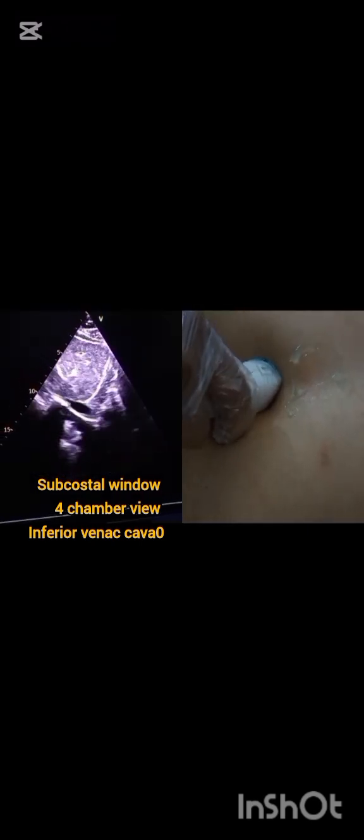As you see, I rotate the marker point toward 11 o'clock. The IVC is visualized, and other views are also obtained from the subcostal window.